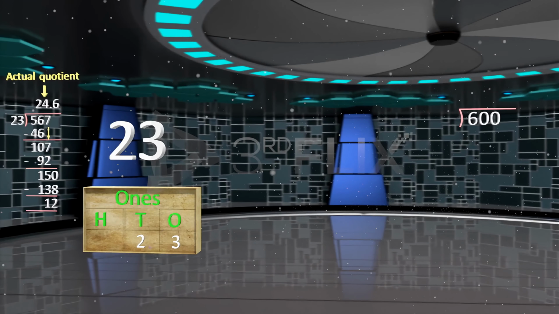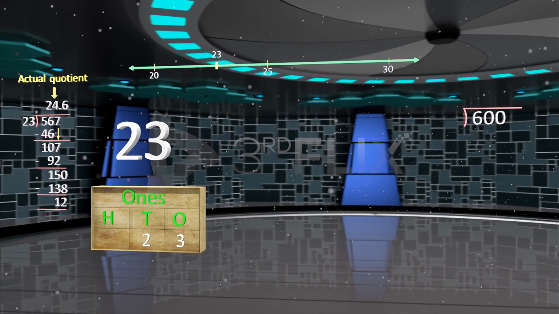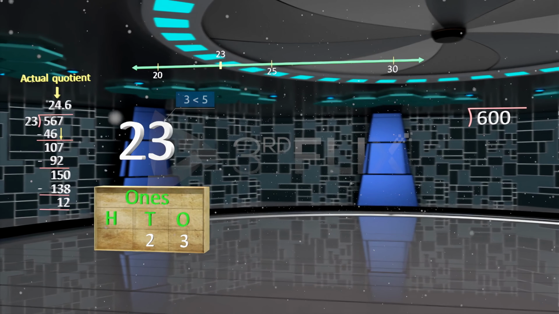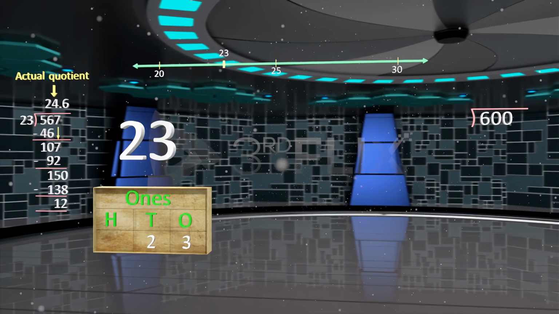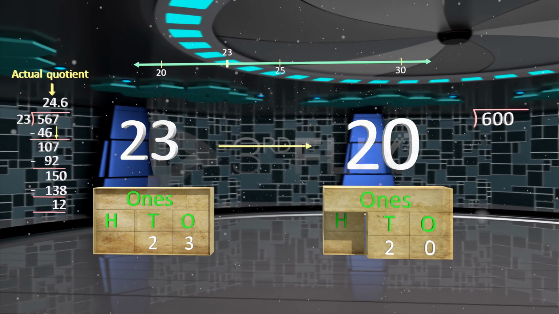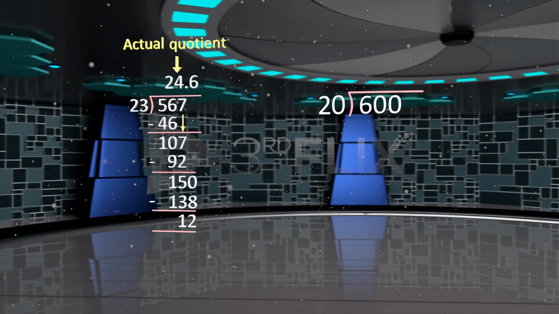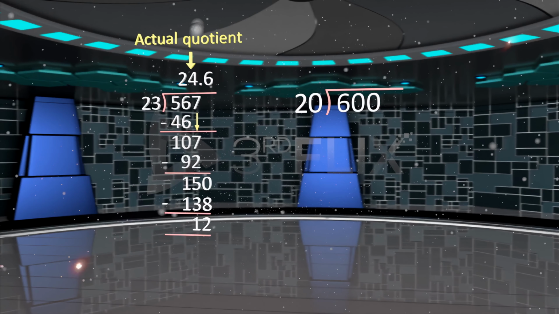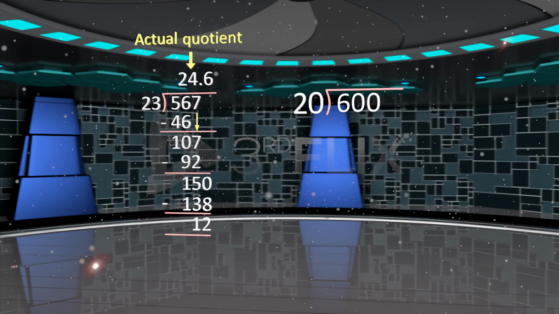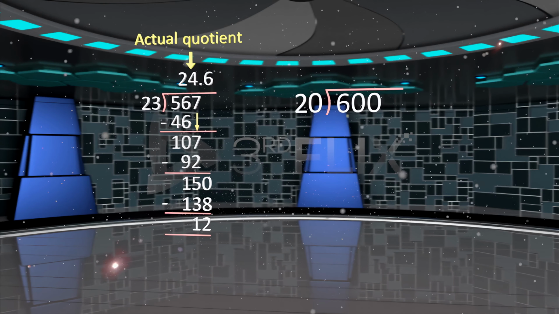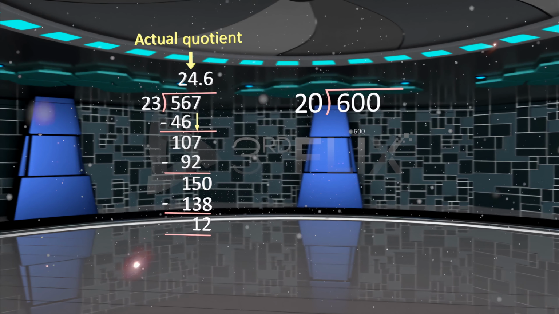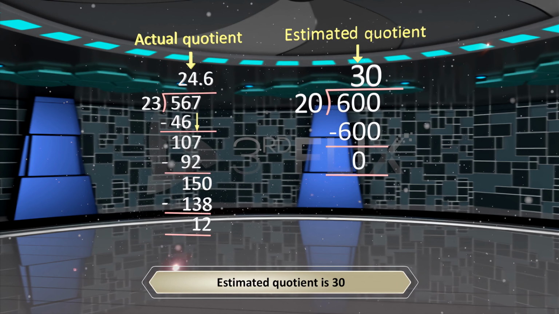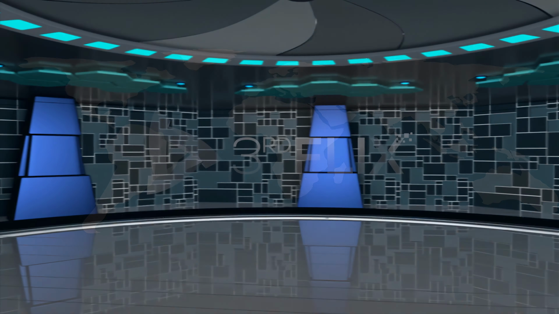For 23, we are rounding this number to its nearest 10. The ones place digit is 3, which is less than 5, so it is rounded to the same 10. 23 is rounded to 20. Now, we will find the estimated quotient. The estimated numbers are 600 and 20. The quotient of 600 divided by 20 is 30. The estimated quotient is 30.